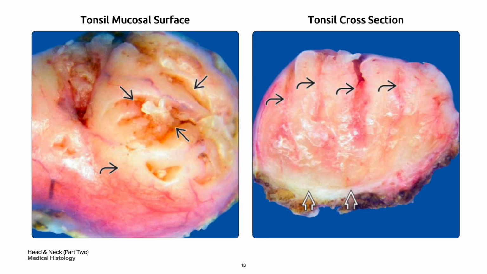Next, we move on to the tonsils and the adenoids. These are lymphoid aggregates covered by epithelium that form the majority of Waldeyer's ring. We have three major tonsils: the palatine, the lingual, and the pharyngeal.